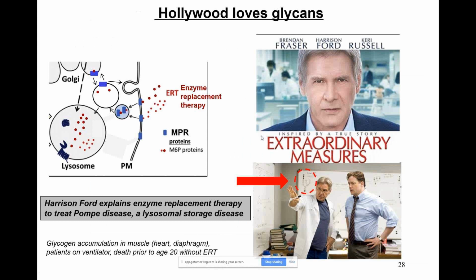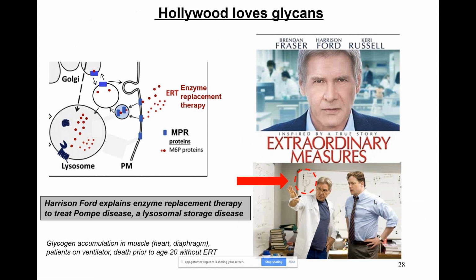And then finally, I'd just like to leave you a little bit about Pompe's disease and to let you know that not only are pharmaceutical companies and many researchers interested, but Hollywood also loves glycans. So back in about 2010, a movie came out called Extraordinary Measures. And this was based on a true story of a man here played by Brendan Fraser, in that he had 2 children that were diagnosed with Pompe disease.